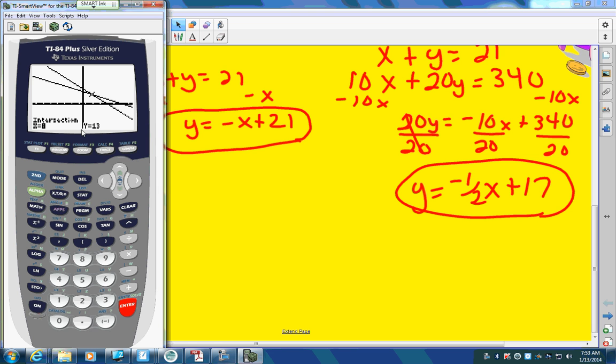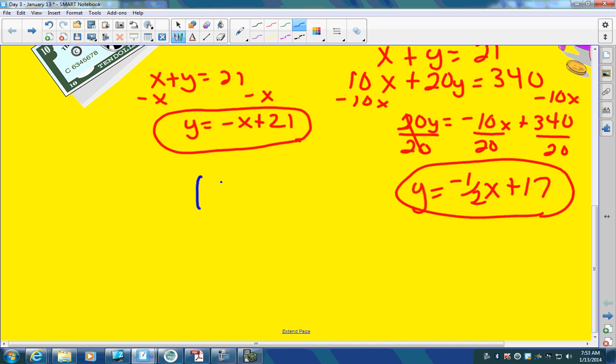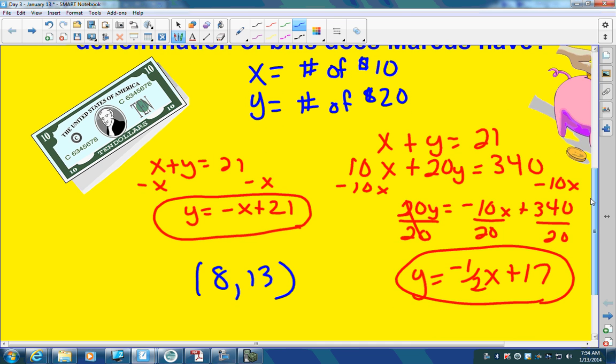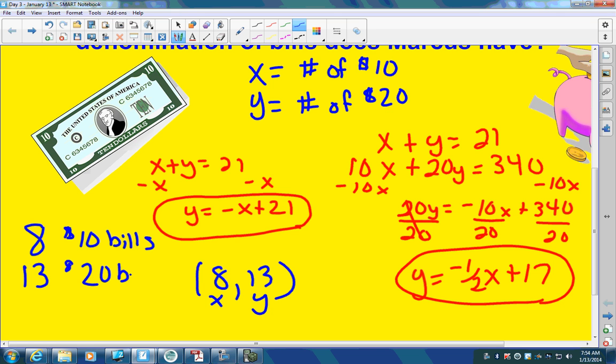Okay, now that's great, but there we go. 8 and 13. But remember when we were doing the problems earlier this week and I kept saying, what does that mean? 8 is the X, 13 is the Y. What did we say the X was? The $10 bills, right? So he has 8 $10 bills and 13 $20 bills.